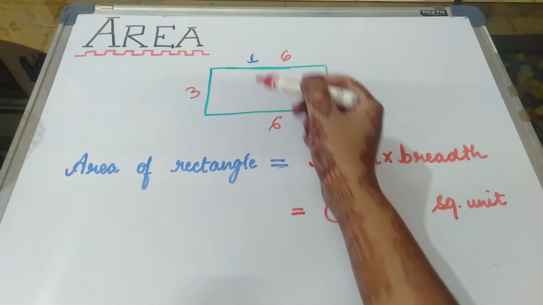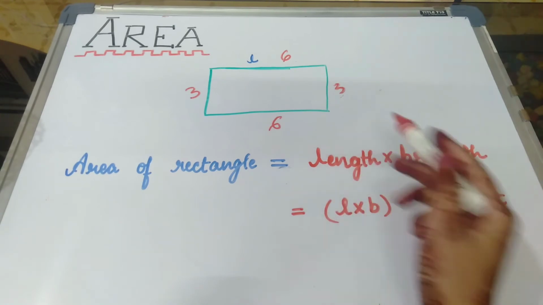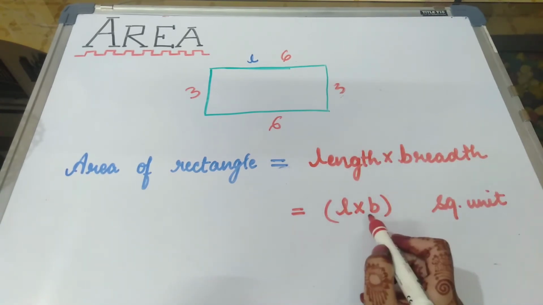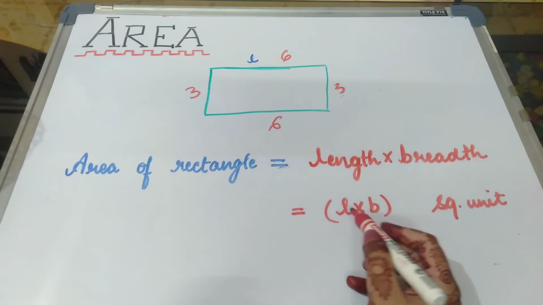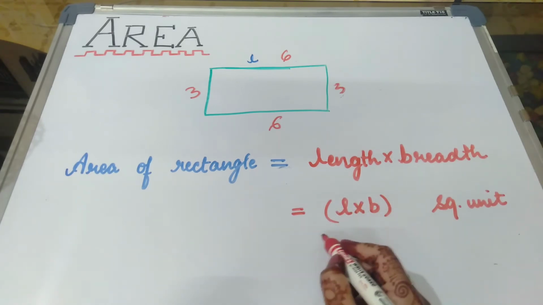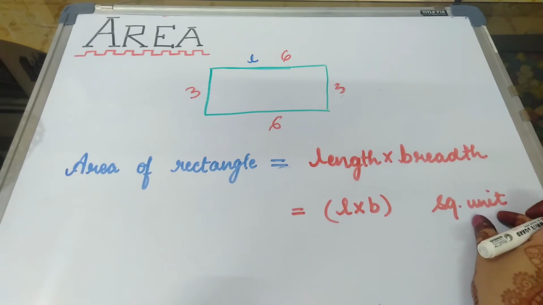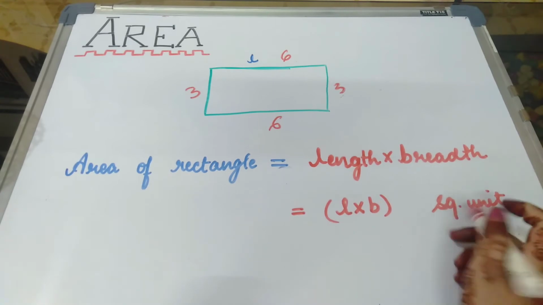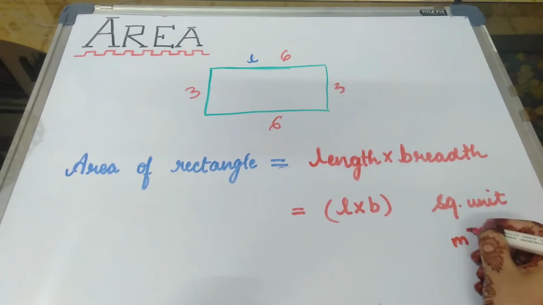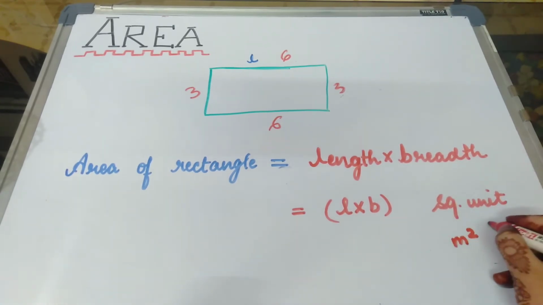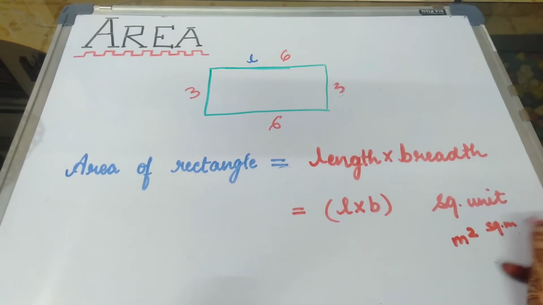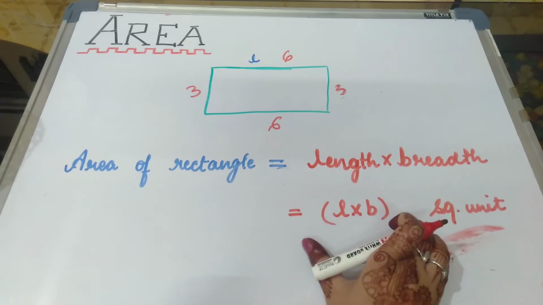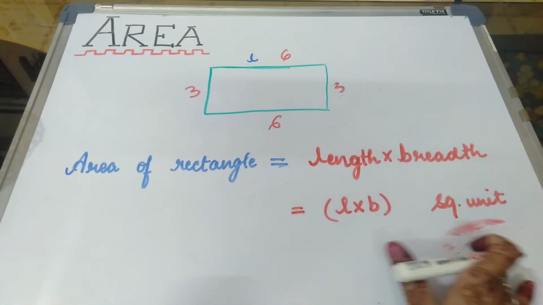So there is length and breadth. When we multiply the length and breadth, we have to write only one time whatever the length is, as the opposite sides are equal, and whatever the unit is given, we will write that unit in square. Square unit. If it is meter, we will write it as meter square, or square meter. In this way we are going to write. So this is the formula that you have to learn for the area of a rectangle.